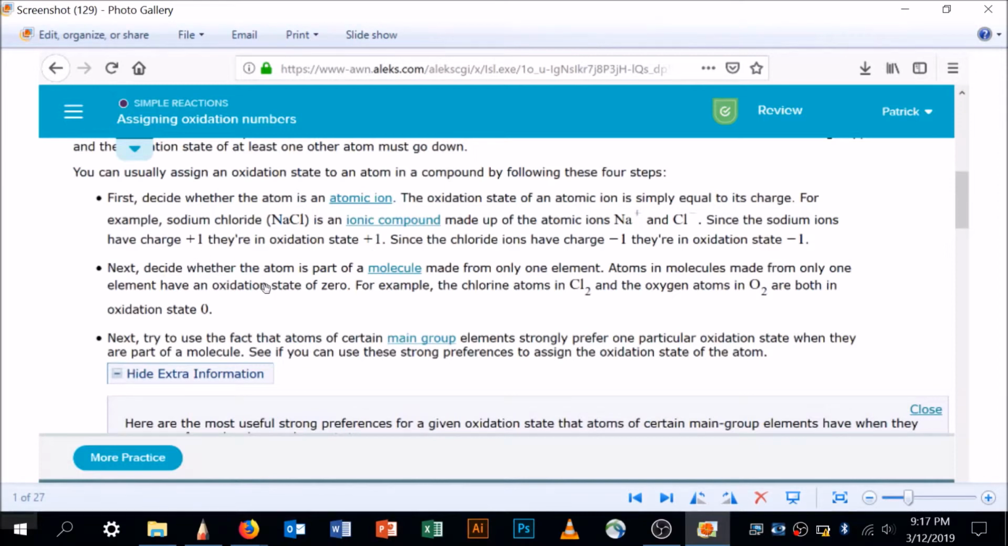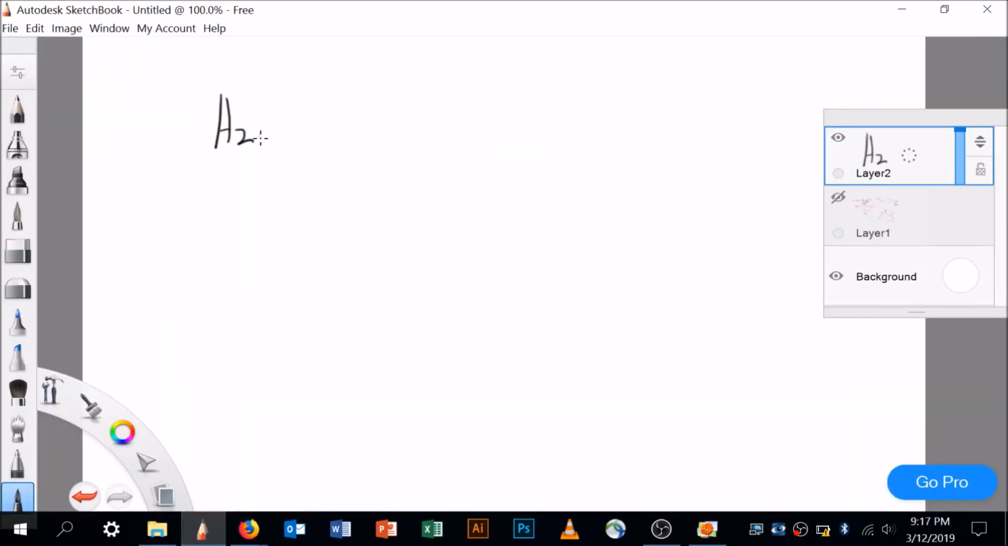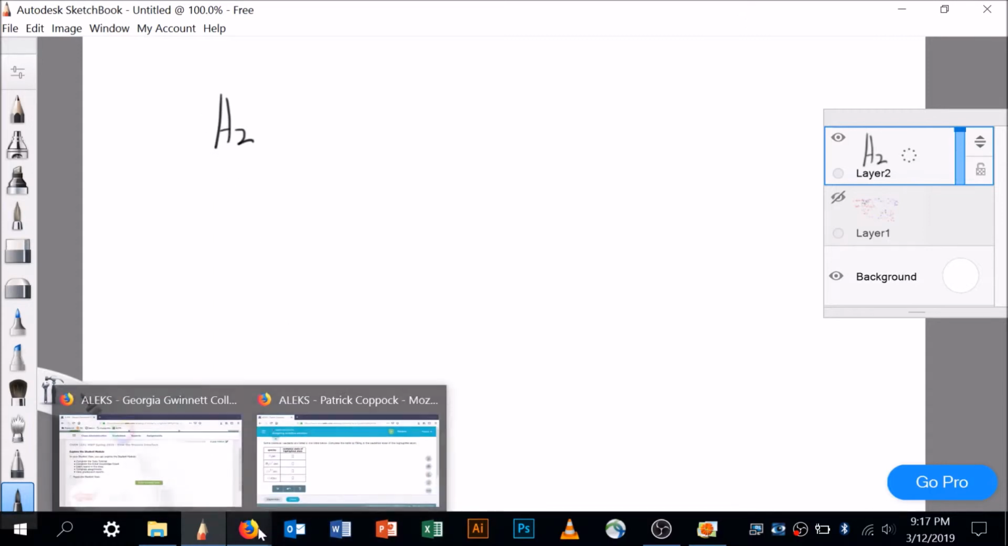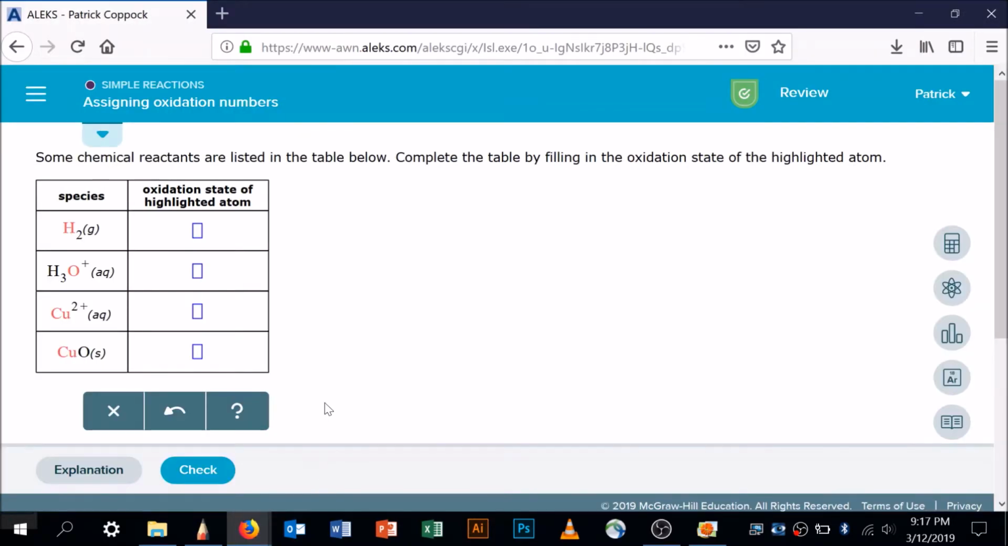Next, decide whether the atom is part of a molecule made from only one element. Aha, that's what it is. Look, it's a molecule because it's H2, but it's made from only one element. It's just H. Okay? If it's only made from one element, then its oxidation state is 0. Okay? All right.